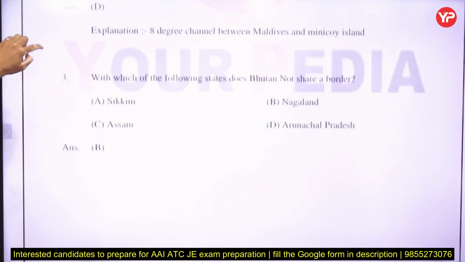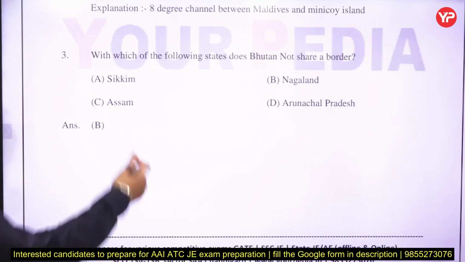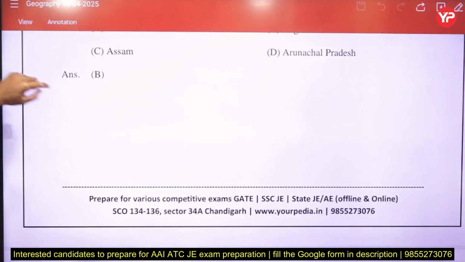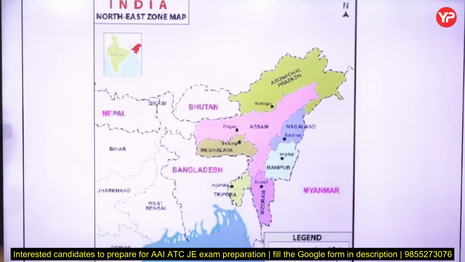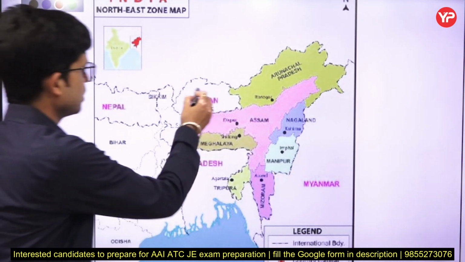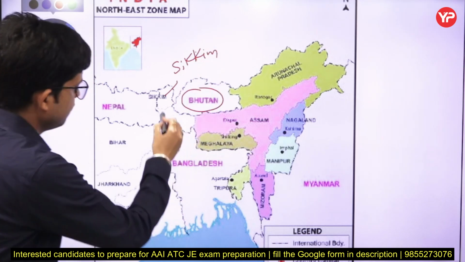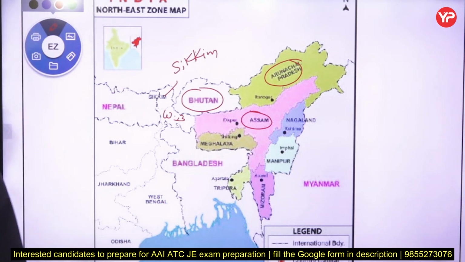With which of the following states does Bhutan not share a border? The options are Sikkim, Nagaland, Assam, Arunachal Pradesh. We will do this question with the help of the map of India. You can clearly see here is Bhutan, and Bhutan is making a border with Sikkim, West Bengal, this is West Bengal, then Assam and Arunachal Pradesh. These are the 4 states with which Bhutan makes a border.